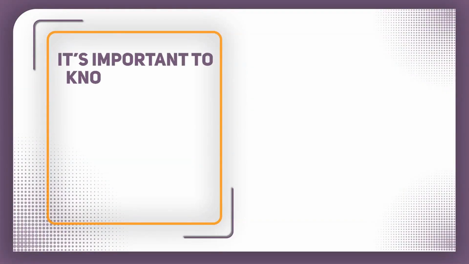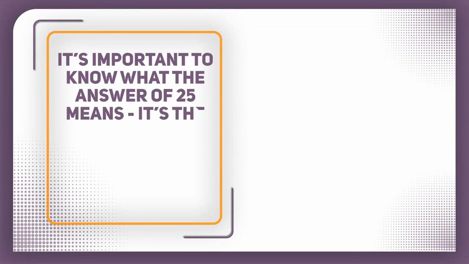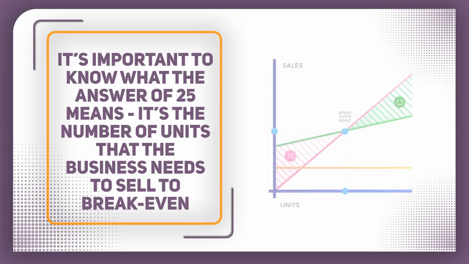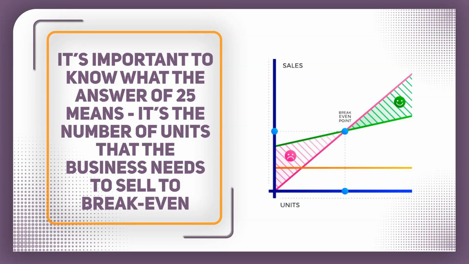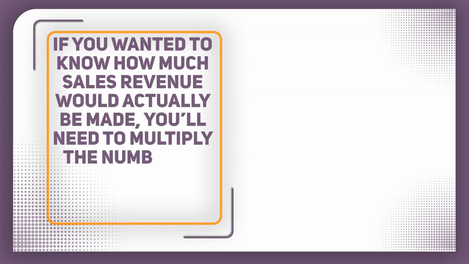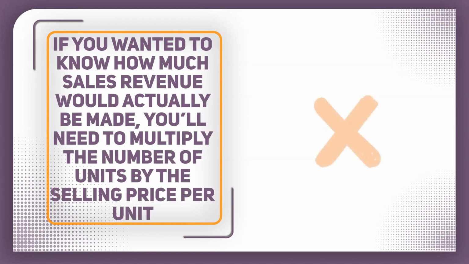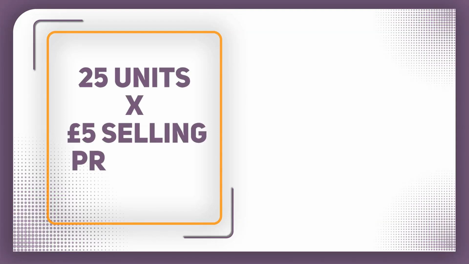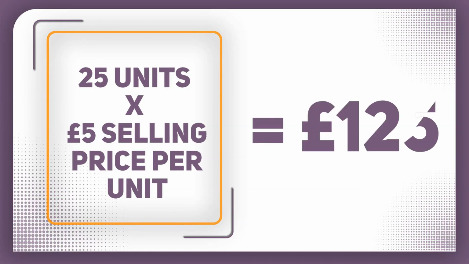Now it's really important to know what the answer of 25 means. It's the number of units that the business needs to sell to break even. If the business sells books, it needs to sell 25 books to cover its fixed costs. At this point, if you wanted to know how much sales revenue would actually be made, you'd need to multiply the number of units by the selling price. In this case, that would be 25 units times a selling price of £5 per unit, which equals £125 total sales revenue.